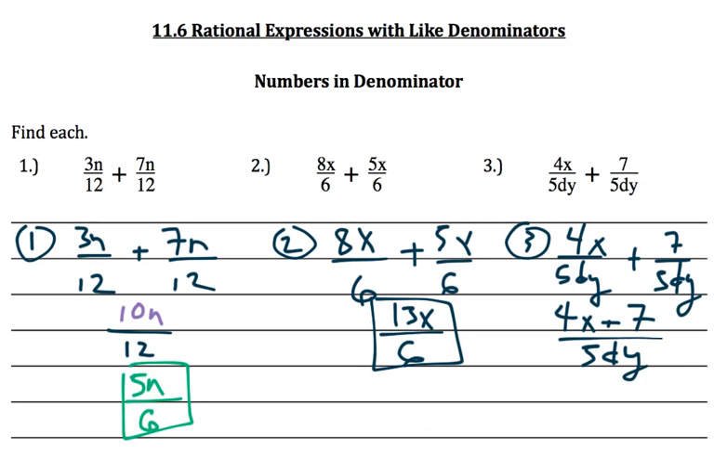That leaves it as 4x plus 7 over 5 dy. That's done. You can't add 4x and 7 because they're not like terms, so that would be totally simplified. Let's say that this was 4, 8, and this was 4. Then you could simplify by canceling out or factoring out 2. But that problem's totally done.